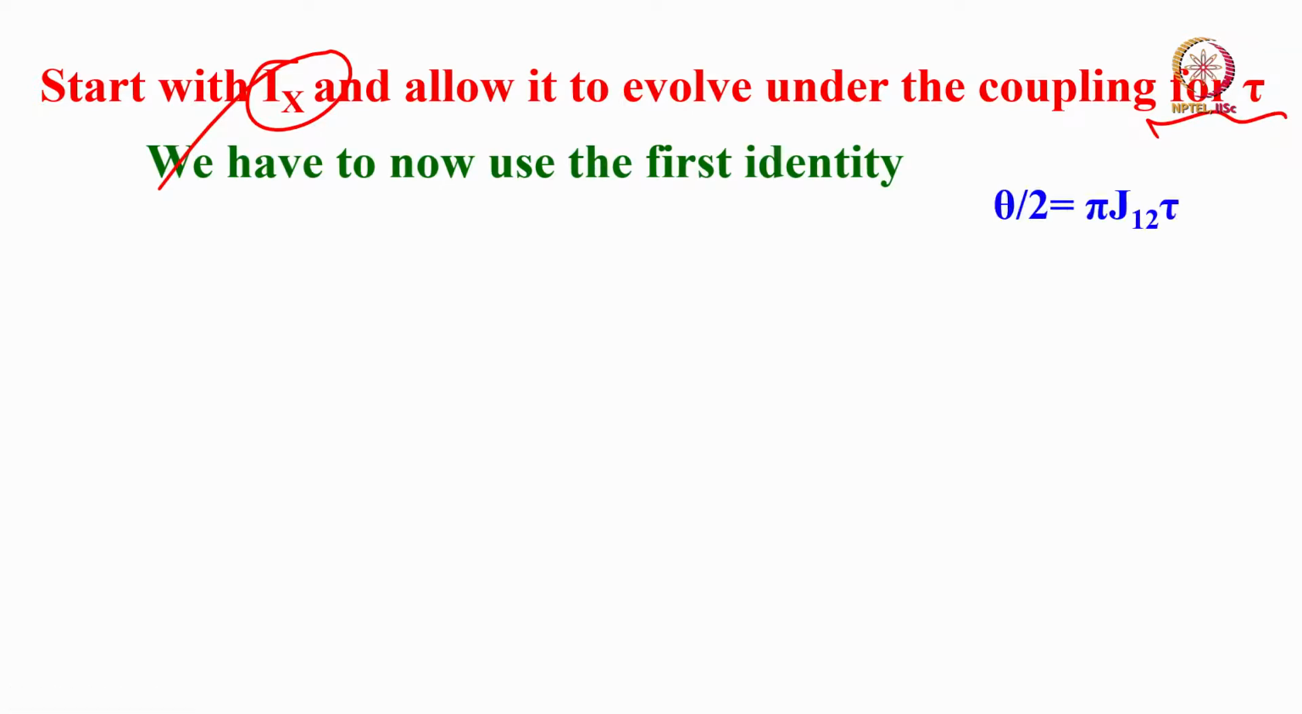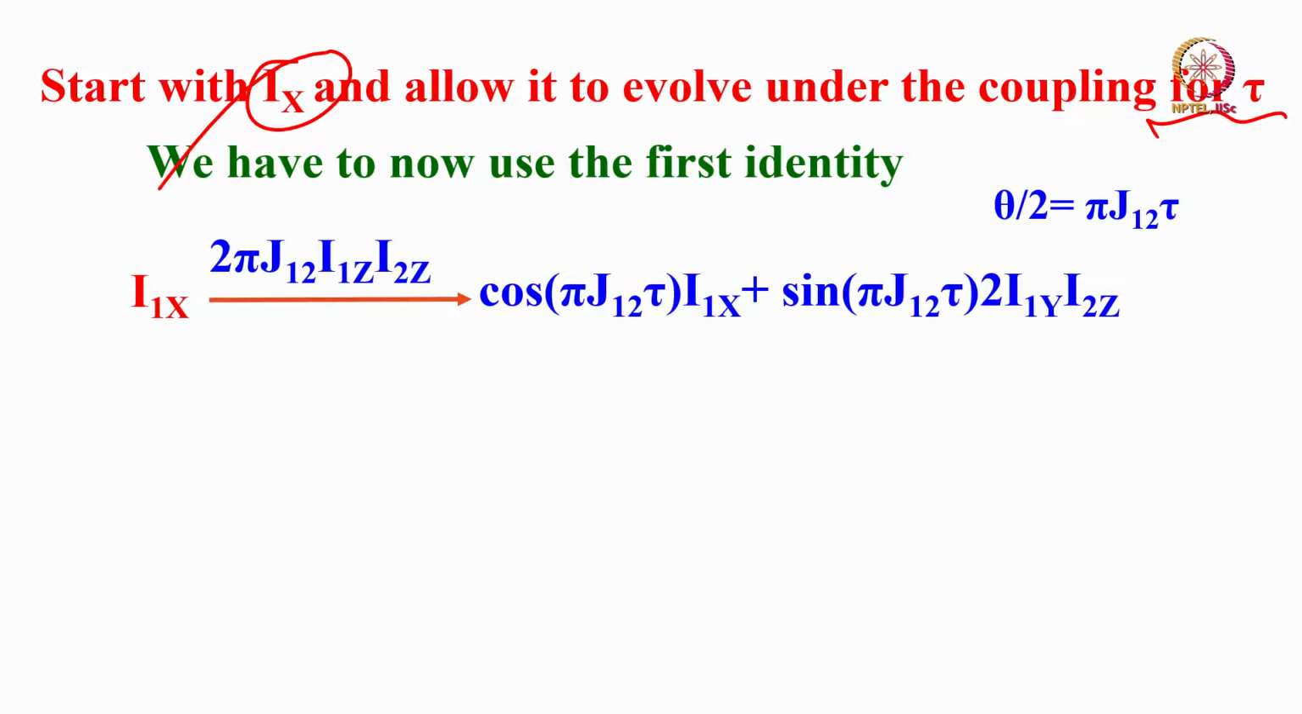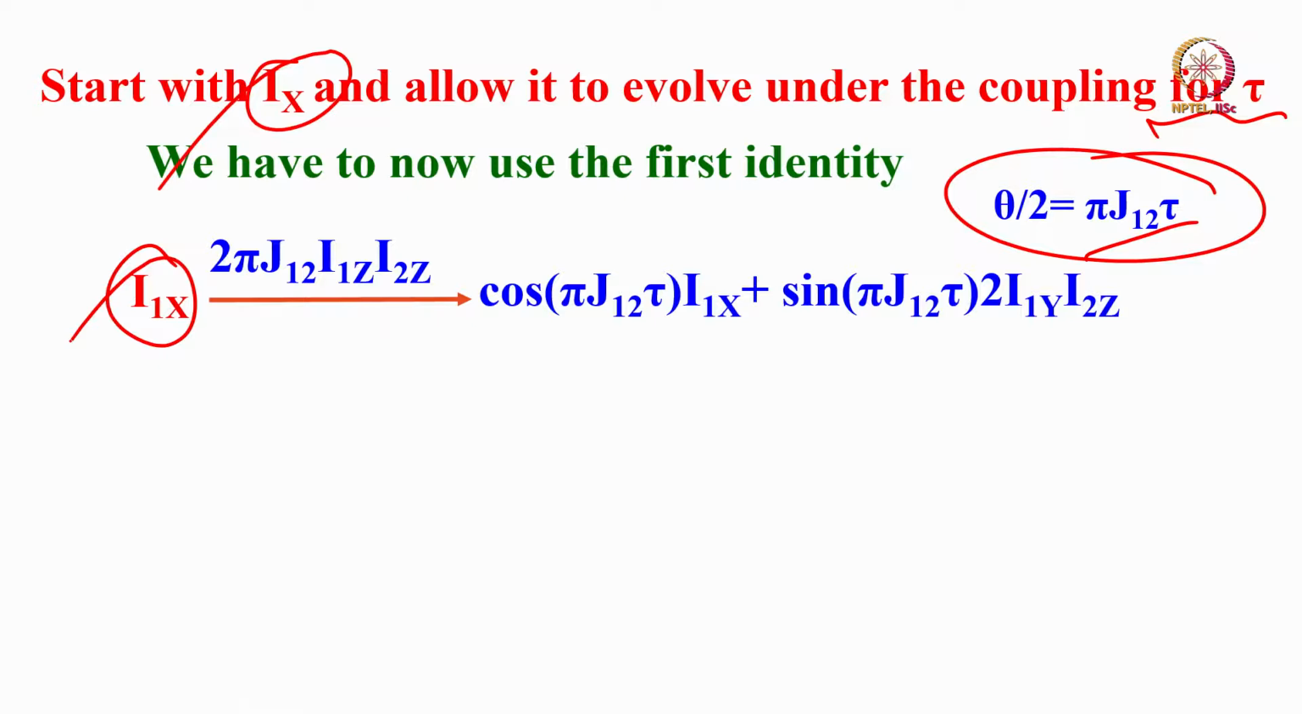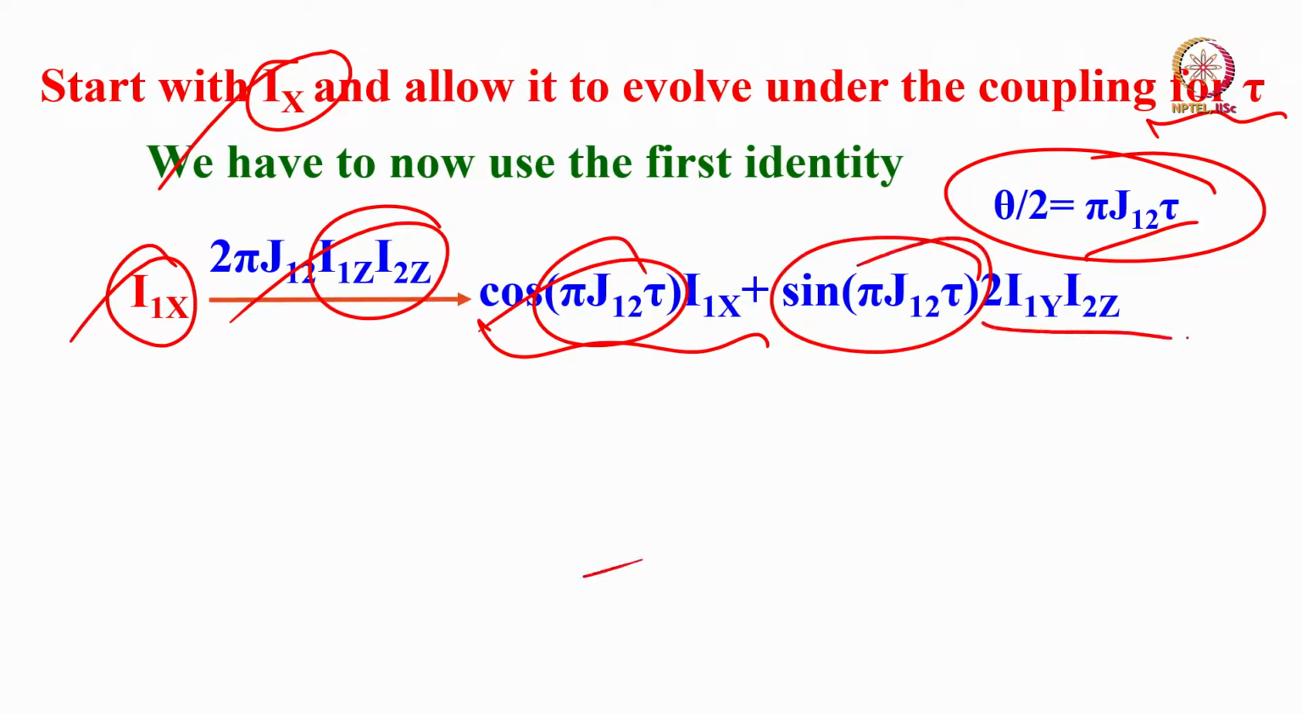We are using the first identity, and now theta is equal to pi J into tau. J12 is the coupling between 1 and 2, and that is J, so theta by 2 is equal to pi J into tau. So, now I am evolving I1x, the in-phase x magnetization of spin 1, under J coupling. You get cosine of this J term into I1x, plus sine of this J term into the antiphase term. This is what you are going to generate.